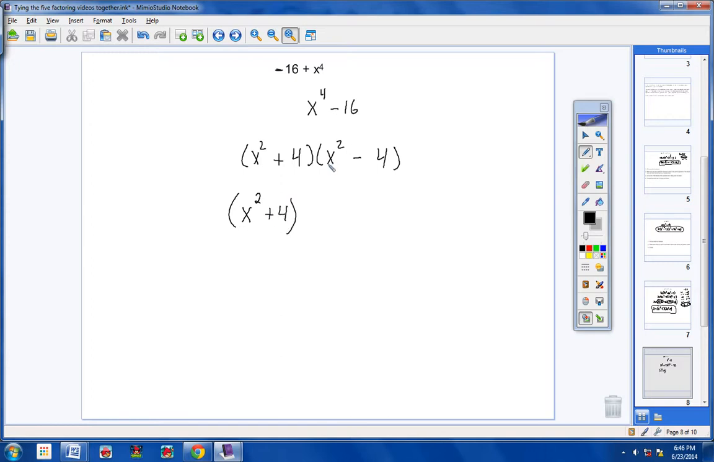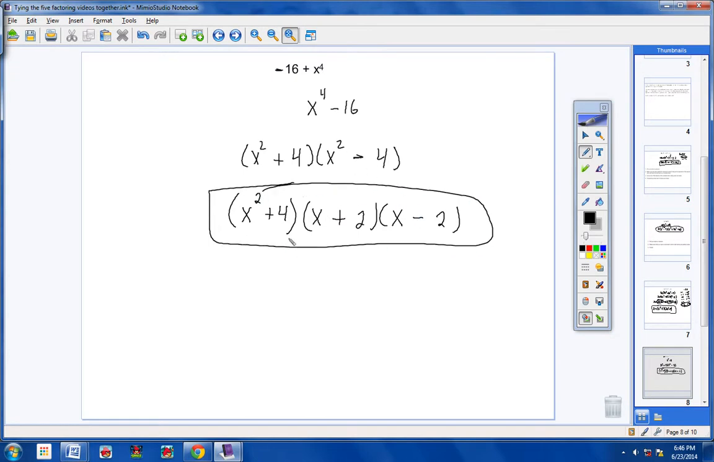Is x squared a perfect square? Yes, it is. Is 4 a perfect square? Yes, it is. Is the first term positive? Yes. Is the second term negative? Yes. So we can factor this parenthesis some more. In your head, take the square root of x squared. That's x. So we put an x here and an x here. In your head, take the square root of 4. That would be 2. So put a 2 here and a 2 here. Make one positive, make one negative, and now we are finally done.